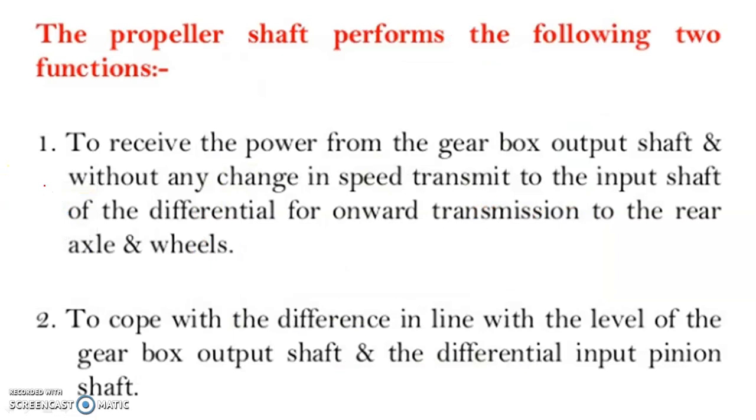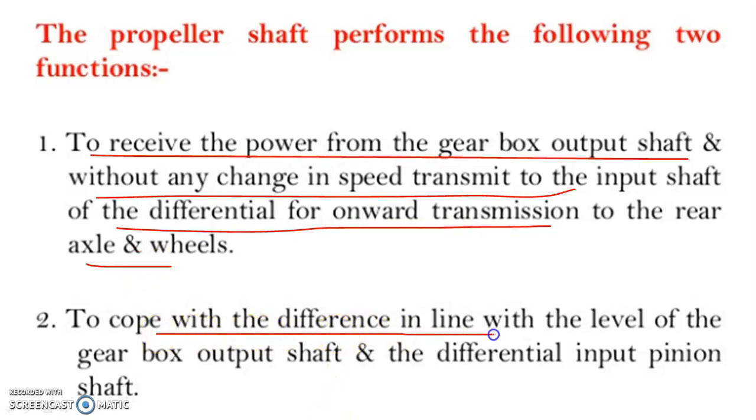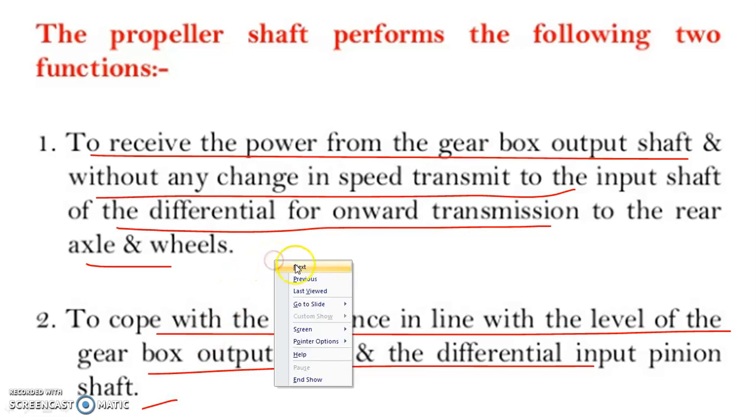What are the functions? Two important functions of the propeller shaft: to receive the power from the gearbox output shaft and, without any change in speed, transmit it to the input shaft of the differential for onward transmission to the rear axle and wheels. This is the first function. And the second function is to cope with the difference in line and level between the gearbox output shaft and the differential input pinion shaft. So these are the two important functions that should be performed by the propeller shaft.